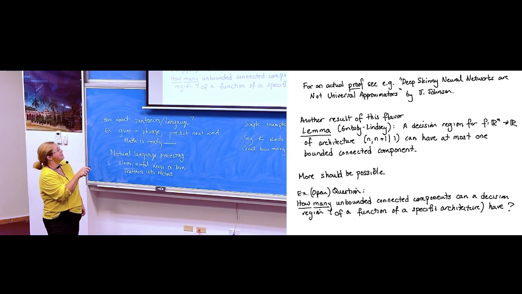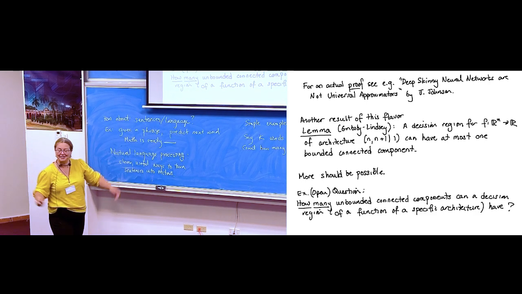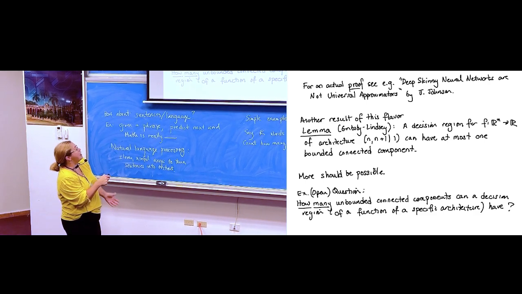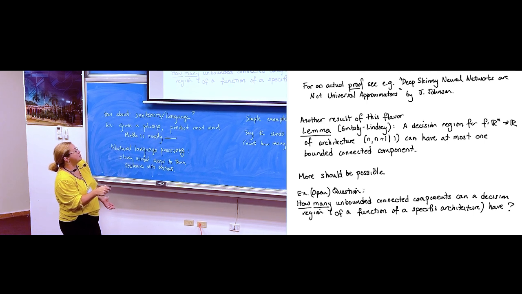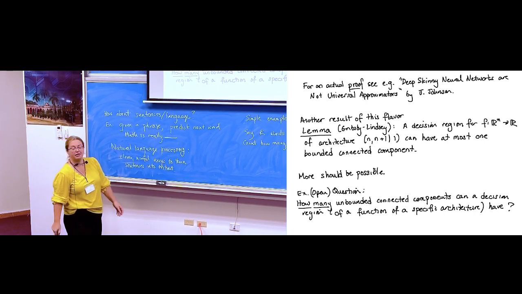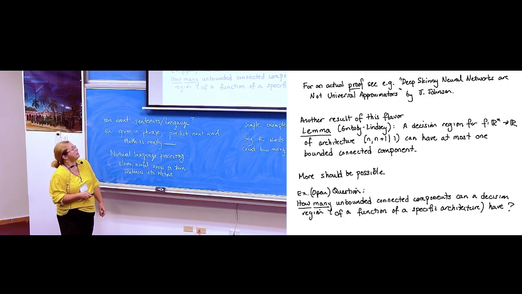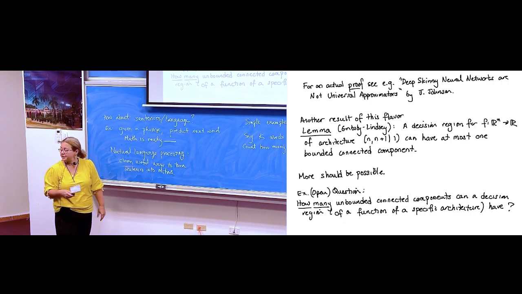Here's an example of an open question, which I offer to you. Hopefully, I'd love it if someone worked on this. How many unbounded connected components can a decision region of a function in some specific architecture have? I think there are lots of ways you could elaborate on this question.